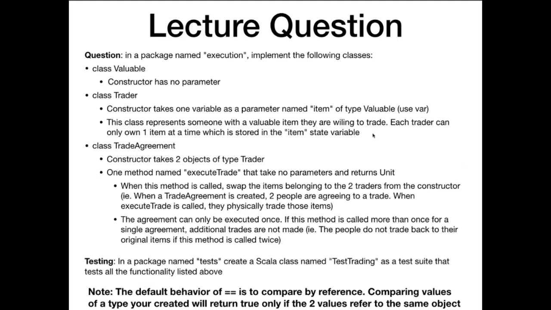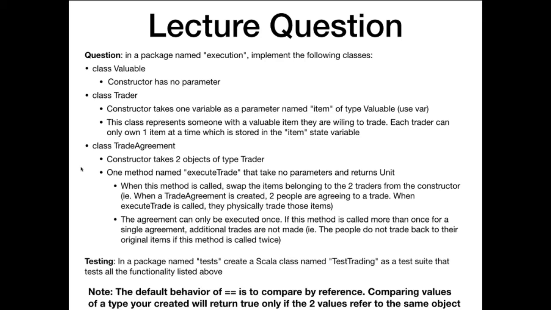It'll be of type valuable, and it'll be var. It'll be variable. There's no and. Just that variable. The trader doesn't have any methods, no other state variables other than that one item. It's just somebody who has an item that they want to trade, some valuable item that they're willing to trade with other people, with other traders.